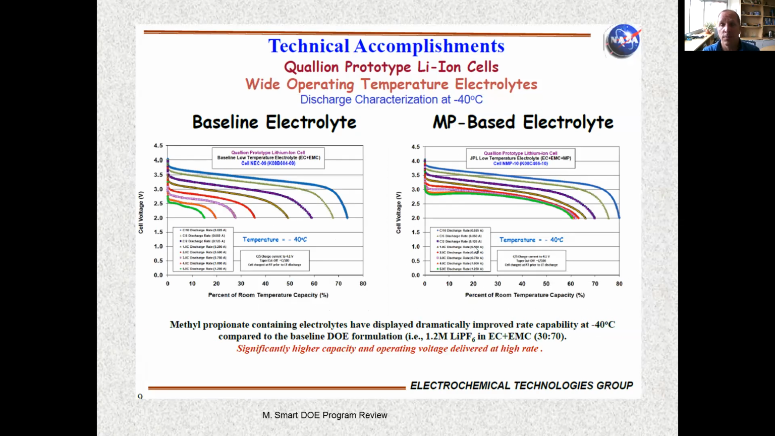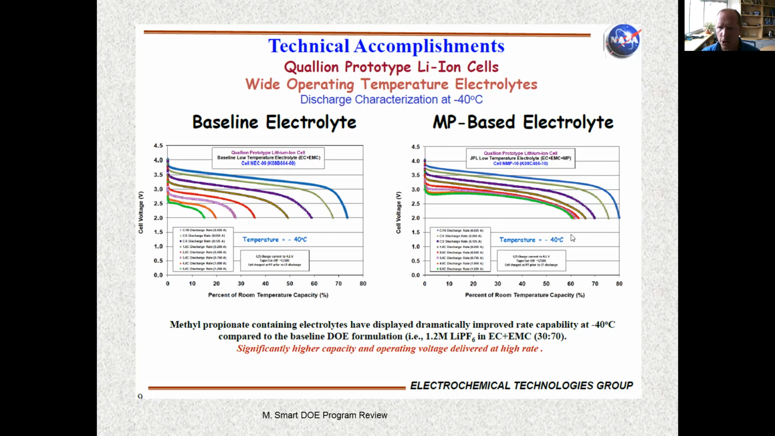So another example with work that was done at the Jet Propulsion Laboratory was that for a lot of their applications, which were extreme low temperature applications, these were applications for batteries in space, where they needed to have a good discharge capacity at -40 degrees centigrade. In addition to their baseline electrolyte, which was now this EC-EMC 30:70 blend, they also looked at methylpropionate, basically an ester, and incorporating various concentrations of the ester into the electrolyte formulation.